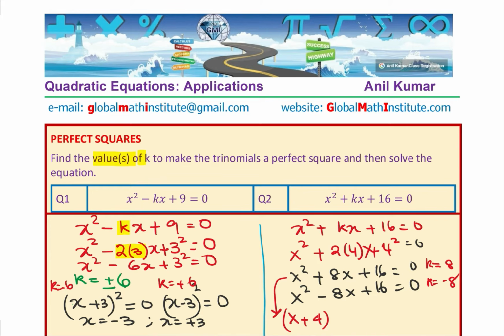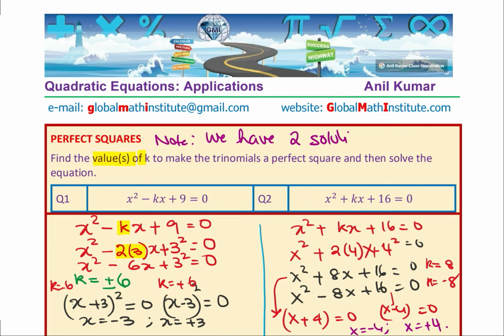So in the first factor, you get x plus 4 if k is positive, and in this we have x minus 4 equals to 0, right? So you see we get two different solutions. So we have x equals to minus 4 here and x equals to plus 4 there. That is very important to understand. I hope you're getting it, right? So note, we have two solutions for k, right? That will give you two different equations, and therefore for each one of them you have to write the solution separately. Perfect?